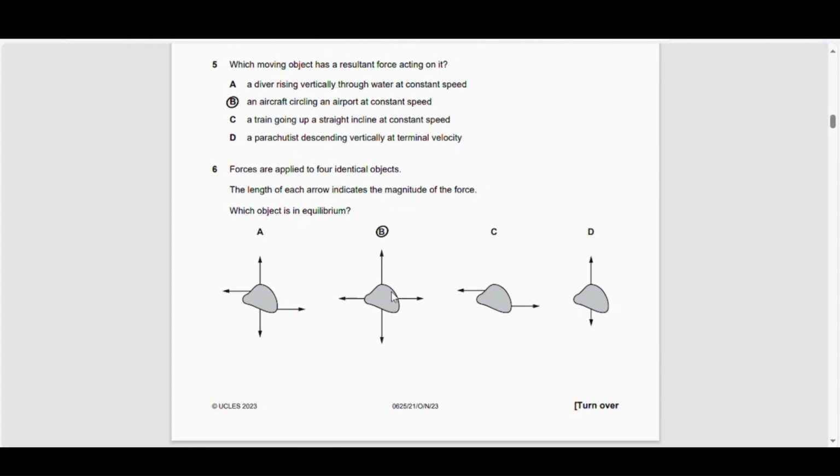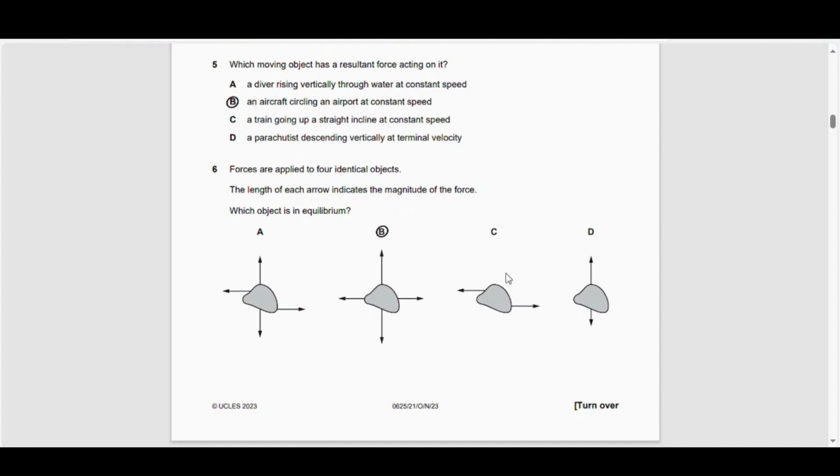Is there any rotating effect? And we can see here that all the forces act on the center of the object and are literally parallel to each other. You could have a ruler placed on them and they would literally be in the same line. And that's the case with both the vertical and the horizontal forces. So that basically means that that is the correct answer.